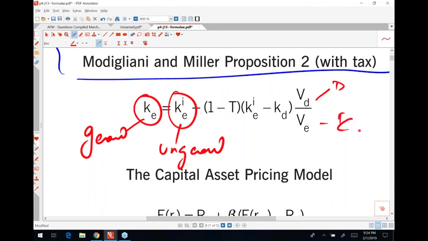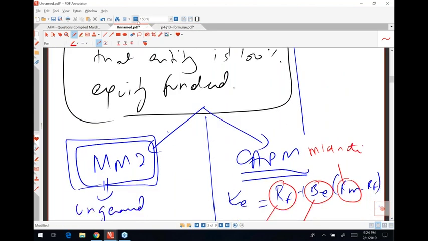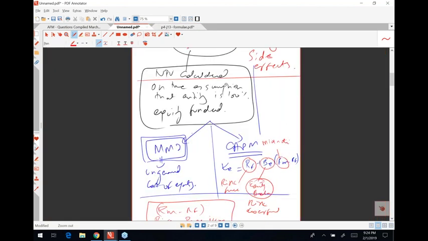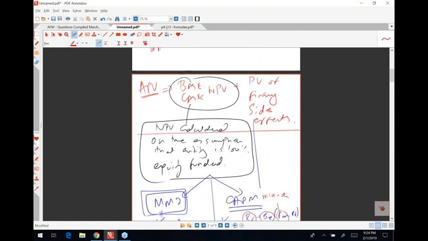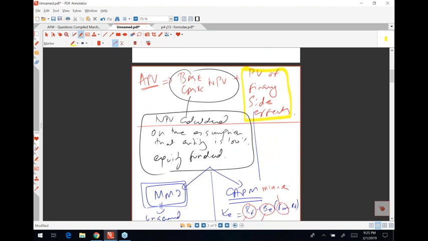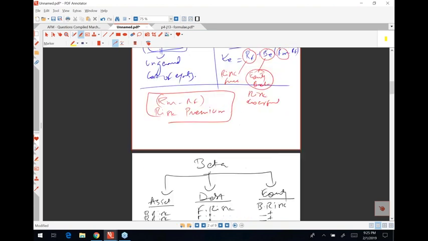Before we go on calculating the entire adjusted present value, the first step I would want to go about is the calculation of the base case NPV. And then I'm going to explain to you how the present value of financing side effects comes into play. So the first step is the base case NPV. Now let's discuss.